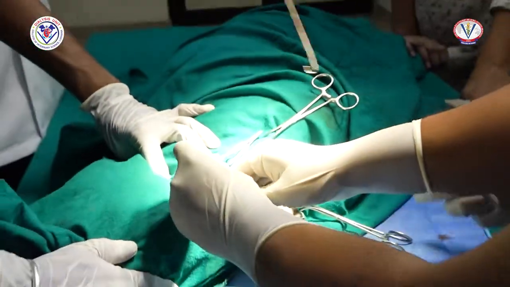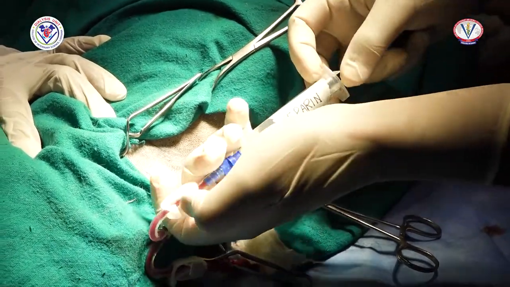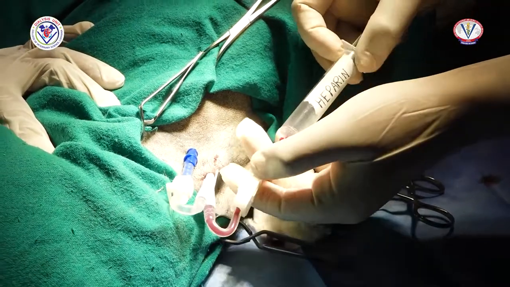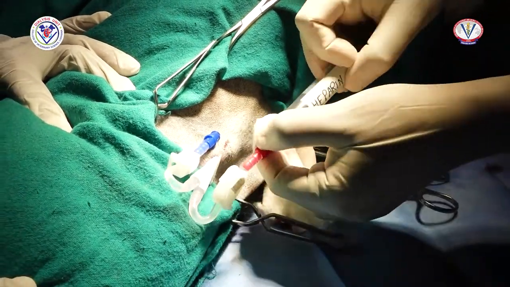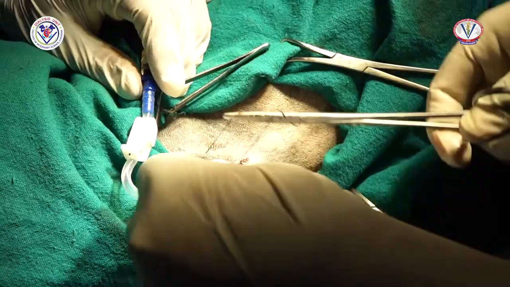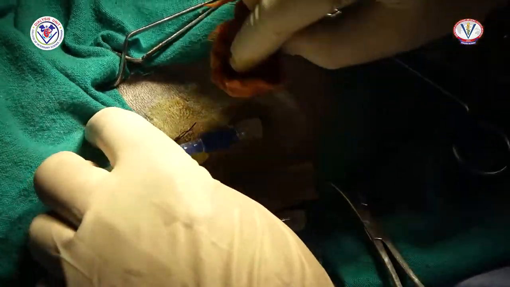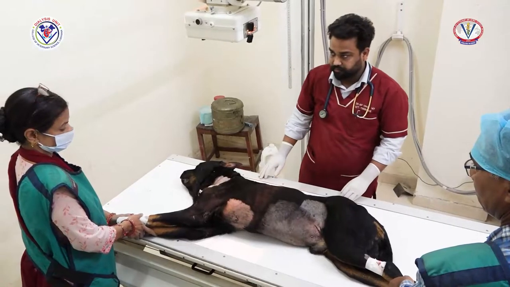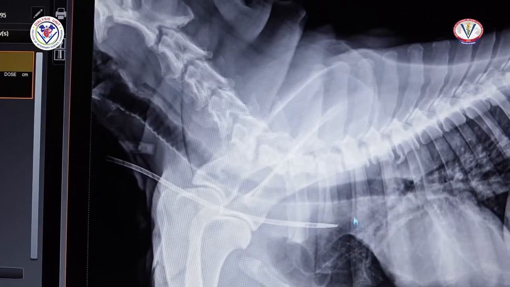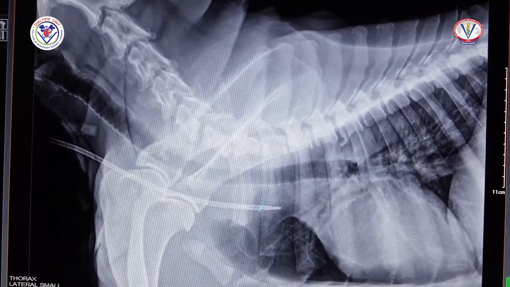Remove the guide wire and flush both catheter ports with diluted heparin solution and lock it. Apply sutures to fix the catheter and apply antiseptic solution over the insertion site. Carry out x-rays of the thorax to determine the proper positioning of the catheter tip, which is at the junction of the cranial vena cava and right atrium.